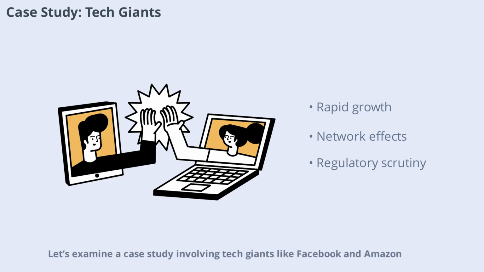Let's examine a case study involving tech giants like Facebook and Amazon. These companies have grown rapidly, leveraging network effects and vast data resources. Regulators are scrutinizing their business practices to determine if they are harming competition or consumers. This case highlights the complexities of applying antitrust laws in the digital age.